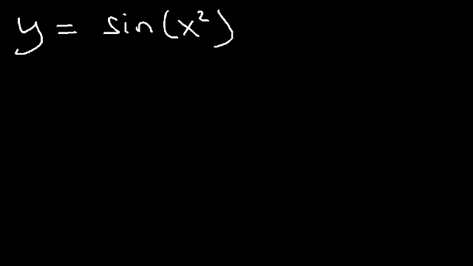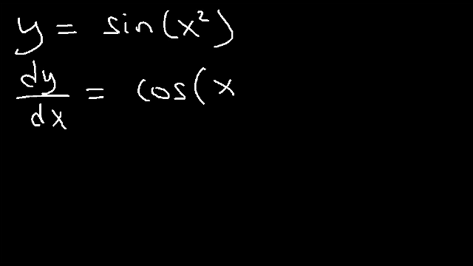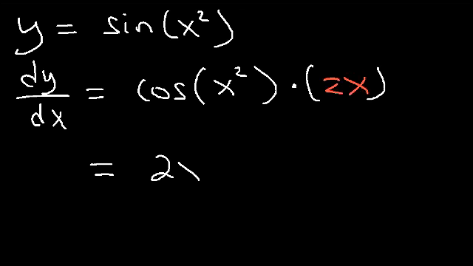Let's try some more examples. Let's say y is equal to sine x squared. Use the chain rule to find dy/dx. The outside part of the function is sine, the inside part is x squared. To use the chain rule, differentiate the outside part first. The derivative of sine is cosine. The inside part is going to stay the same. And then the last thing you need to do is multiply by the derivative of the inside part. The derivative of x squared is 2x. So our final answer is simply 2x cosine x squared.